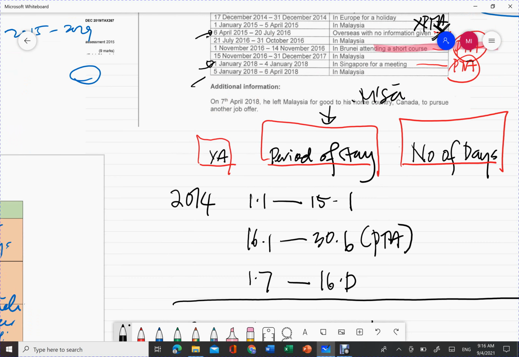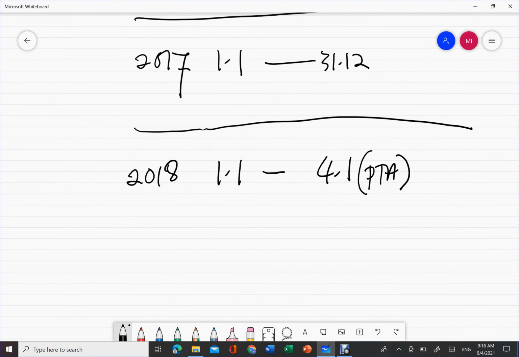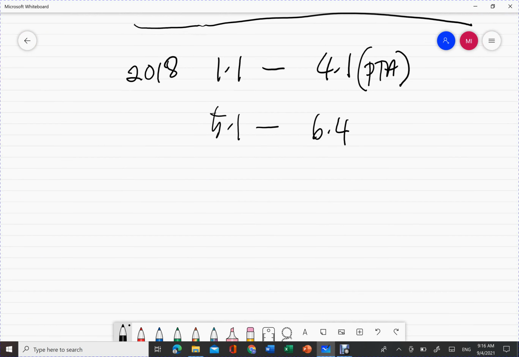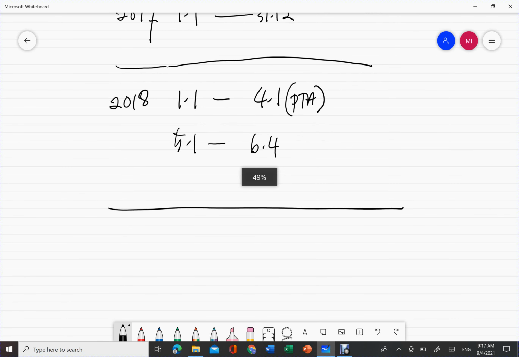Okay, 5th January until 6th of April. Lepas tu dia tak ada kat Malaysia. He left Malaysia for good. Alright. So kita dah settle yang ni.